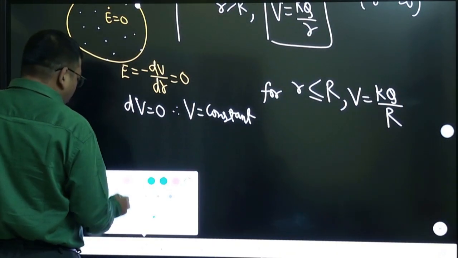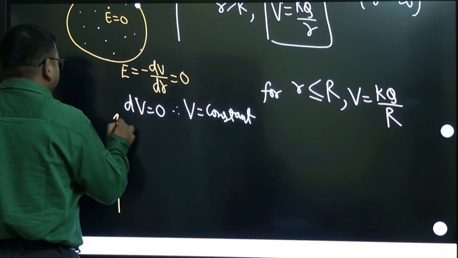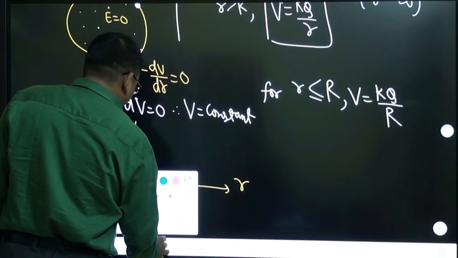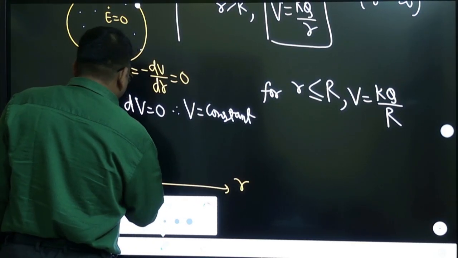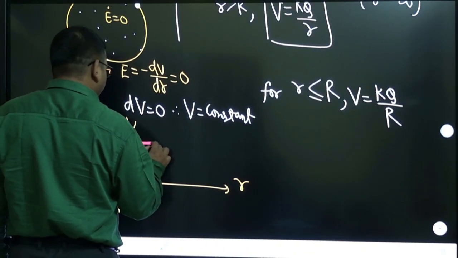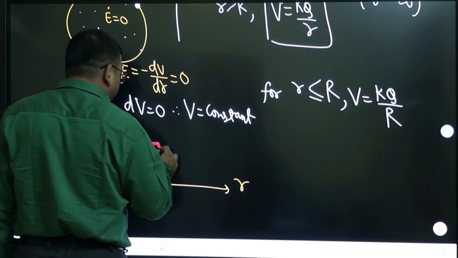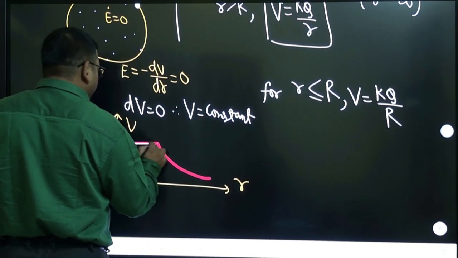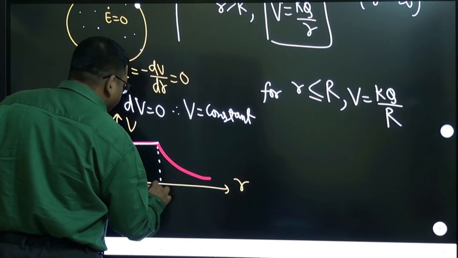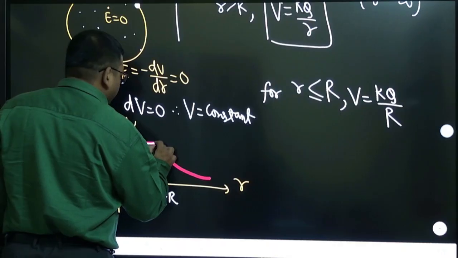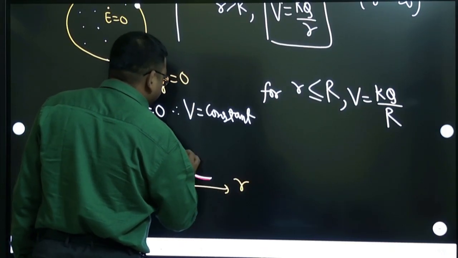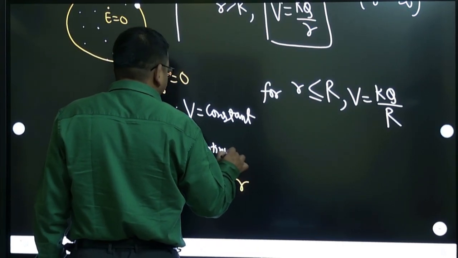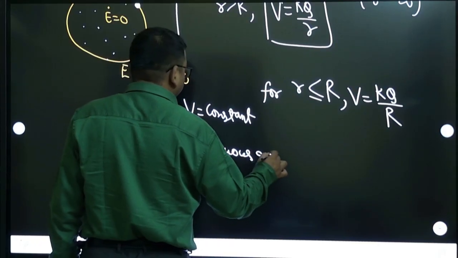So now let us draw the potential graph, V versus r graph. Potential will first of all be constant, throughout up to that radius R. After that, the potential will decrease, and it is going to be a continuous graph, because this is a straight line, and the dot means this is at the surface. After that, it is like this. So this is a continuous graph, there is no discontinuity.